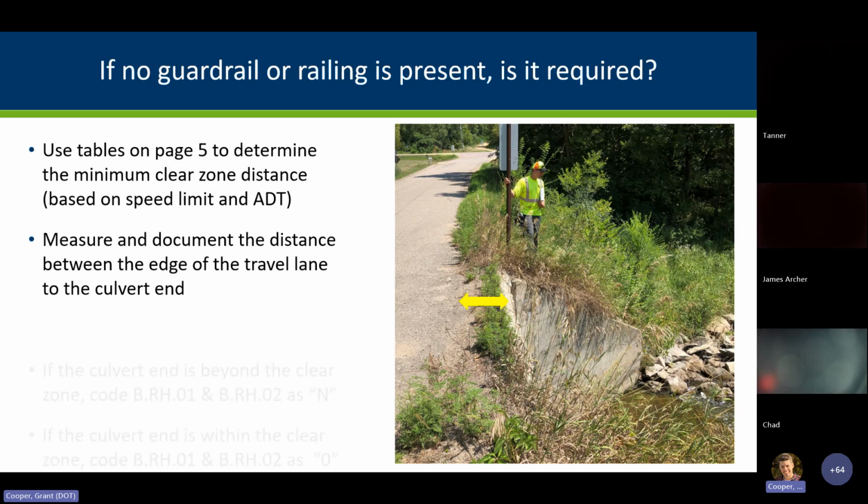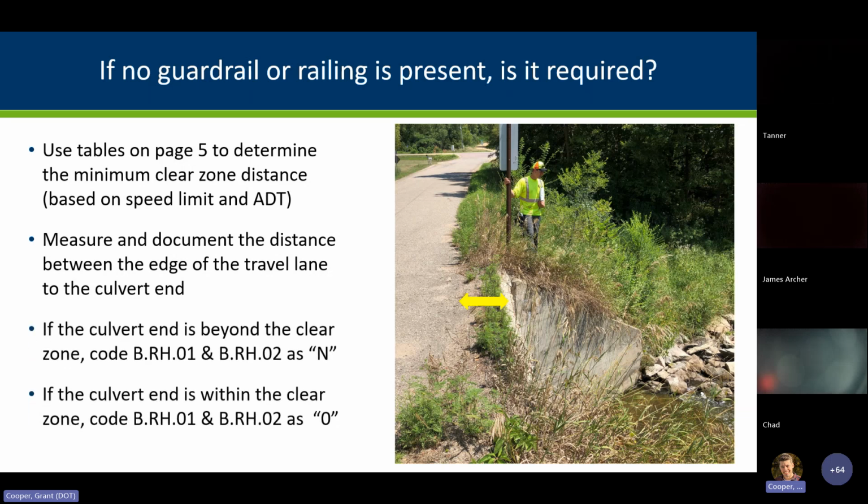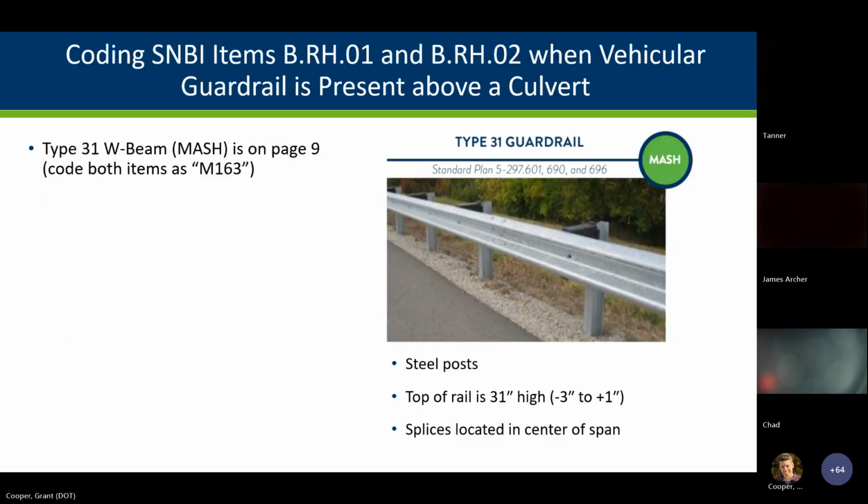Once you go through this process, and again, if that culvert end is beyond the clear zone, you can just rate both items, the RH01 and 02, as N. If not, you code them both as 0, meaning guardrail required but not present. So pretty easy coding if there's no guardrail present above a culvert.